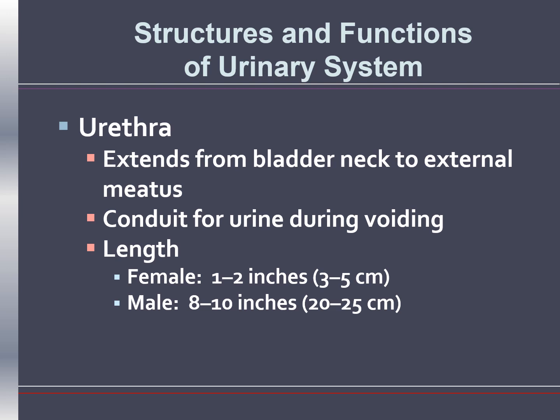So the urethra extends from the bladder neck to the external meatus. It is the conduit for urine during voiding. The length of a female's is usually 1 to 2 inches, and a male's is 8 to 10 inches. You usually see, for example, that females are more likely to have a urinary tract infection. This is usually due to a shorter urethra, so bacteria are more likely to go up the length of the urethra.